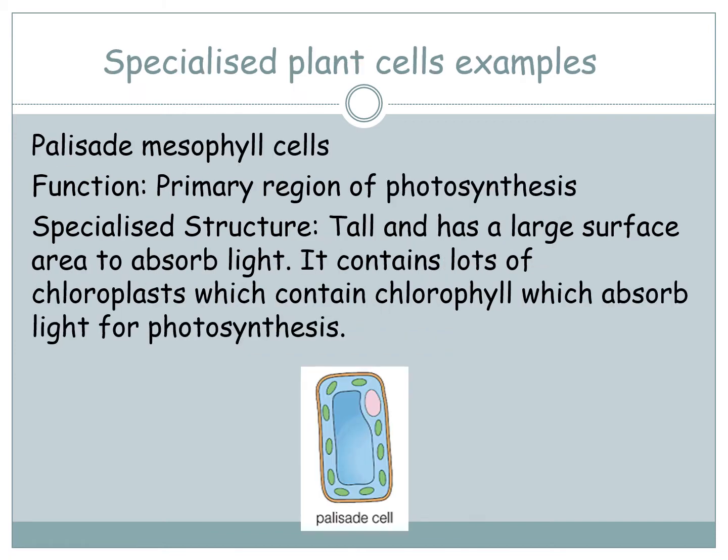Another cell that you need to know about is the palisade mesophyll cell in the leaf of a plant, and its function is it's the primary region of photosynthesis. It's specialized because it's a tall cell which has a large surface area to absorb light, and it also contains lots of chloroplasts which contain chlorophyll, which allows it to absorb light for photosynthesis.